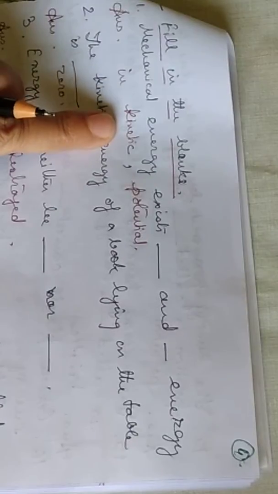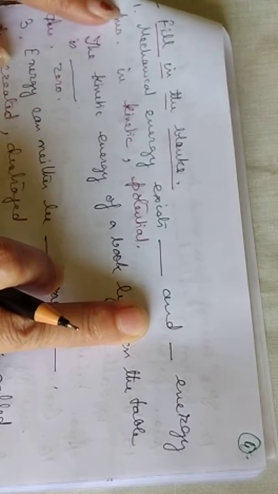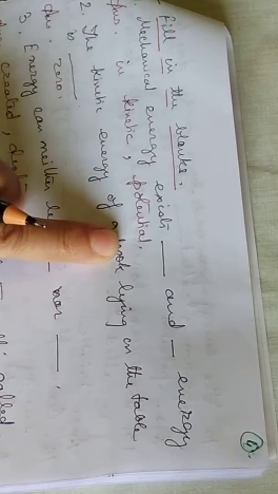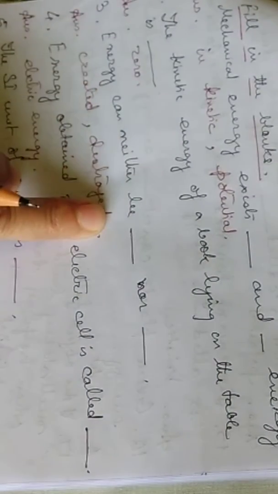Now I come to the rest of the question answer section, that is the fill in the blanks, I'll start with today. The mechanical energy exists as dash and dash energy. So the answer is kinetic and potential energy. The kinetic energy of a book lying on the table is 0. Energy can neither be dash nor dash, created nor destroyed.